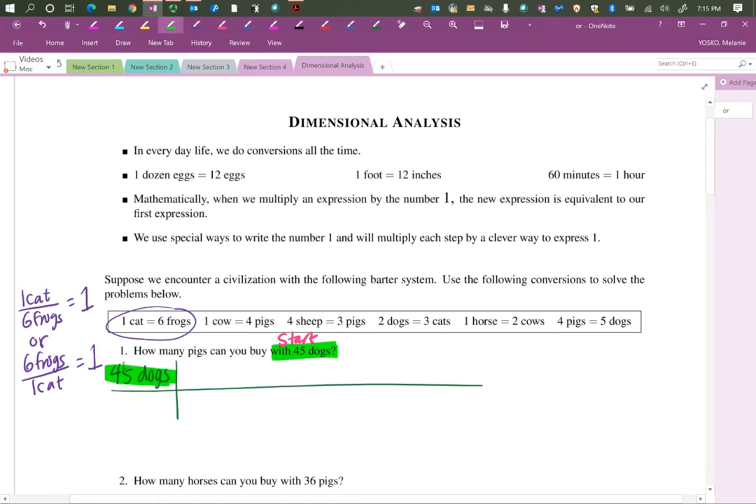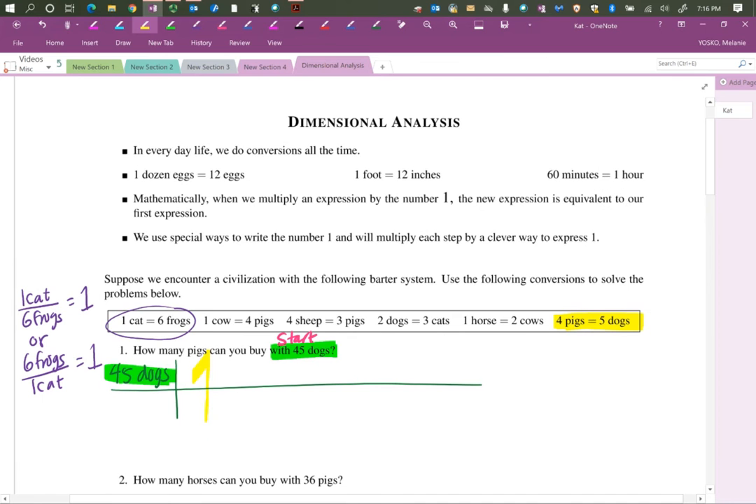So 45 dogs was my starting point. Then I go up here and I say, okay, well, do I see any way to get dogs equal to pigs? Is there any conversion factor with dogs and pigs? Here's dogs and cats. Here's dogs and pigs. Okay, so we're going to use this one, dogs and pigs. We have to multiply by the number 1. We're going to use the number 1 right here. But we have to be very careful how we do it. We know that 4 pigs and 5 dogs are equivalent to each other with this barter system. But we want to multiply in such a way so that our units cancel.